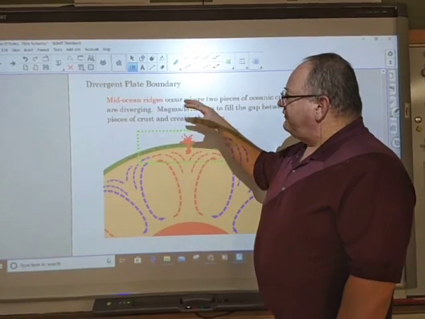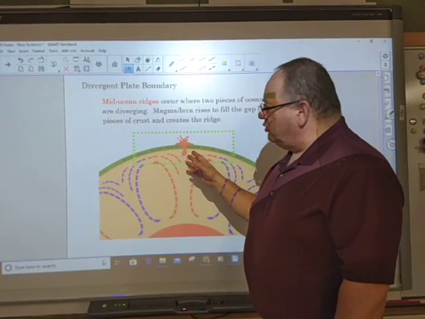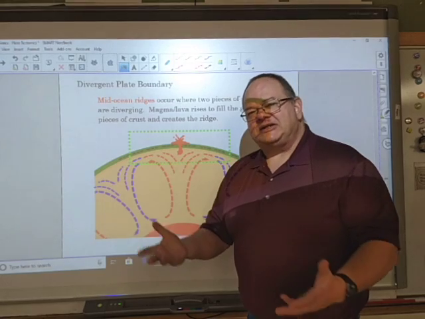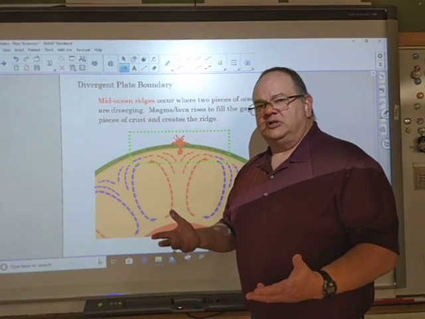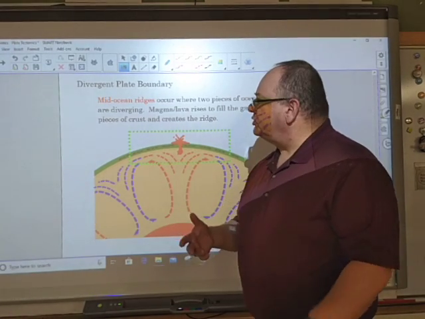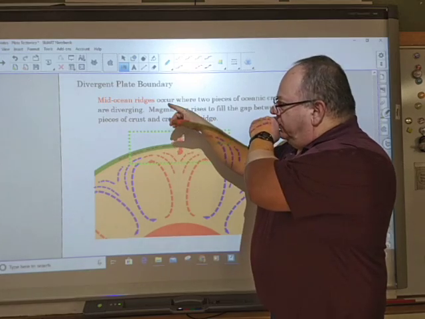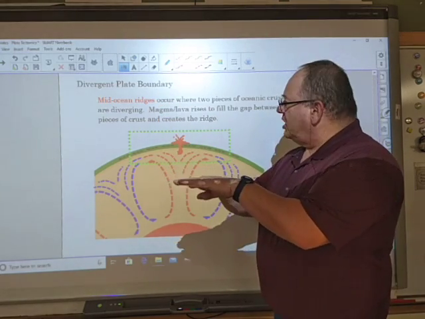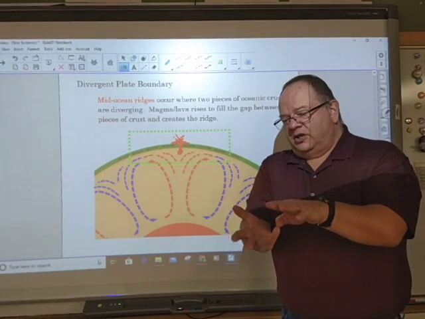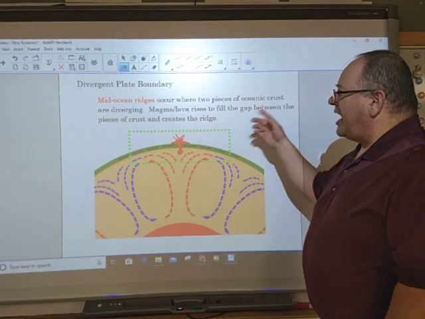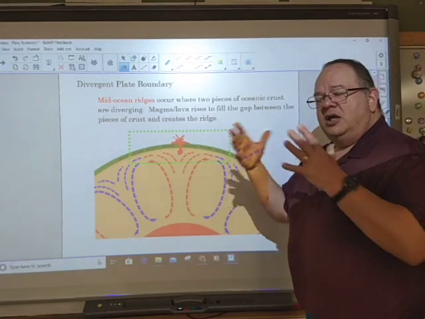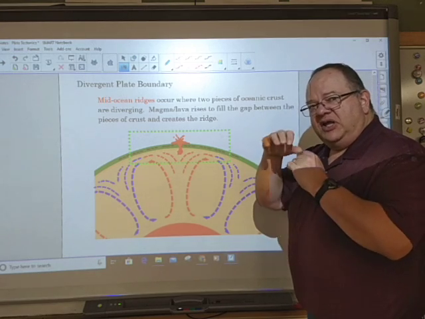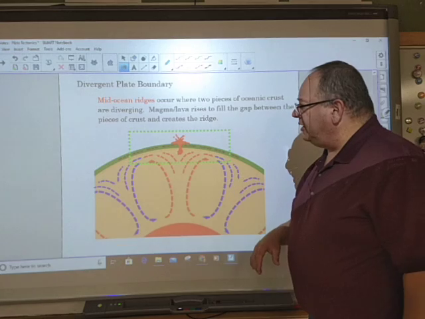So, what if this divergent boundary was in the middle of an ocean? Well, then this ridge of volcanoes here, that's the mid-ocean ridge that we talked about, was discovered back in World War II. Mid-ocean ridges occur where two pieces of oceanic crust are diverging, and the magma rises in between to fill the gap. And the magma is hot, so that rock is less dense and builds up higher.